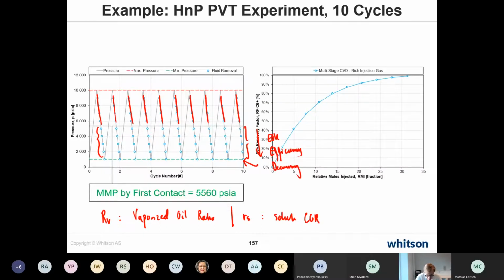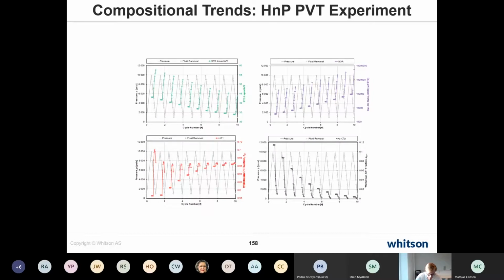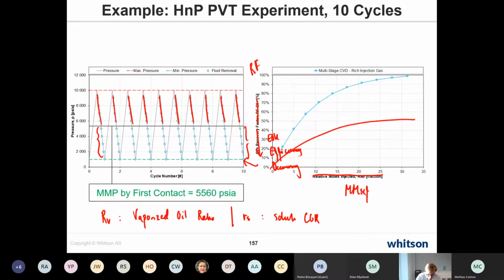Sorry about that. And obviously if we compare that to a single stage type of CVD experiment, that will be much more efficient, right? The recovery factor. So if we have recovery factor right here versus scf injected, that will be higher than for a single stage. So if we had a single stage right here, it'll probably go something like this, or something below.